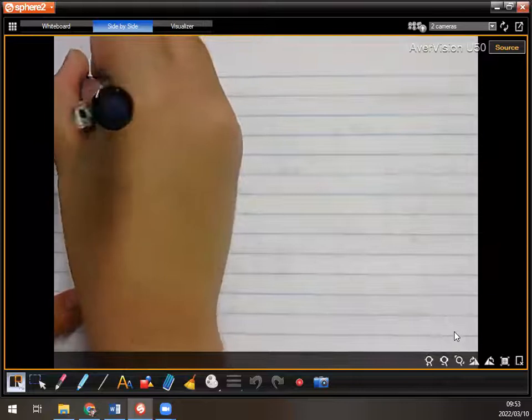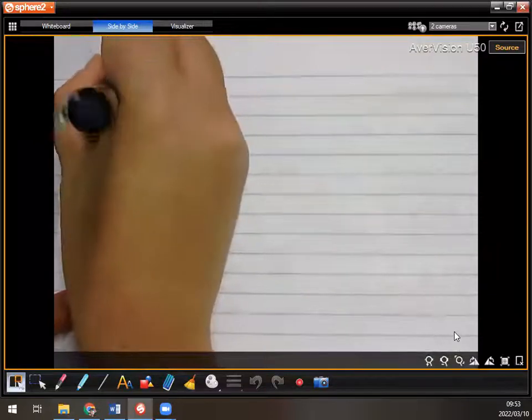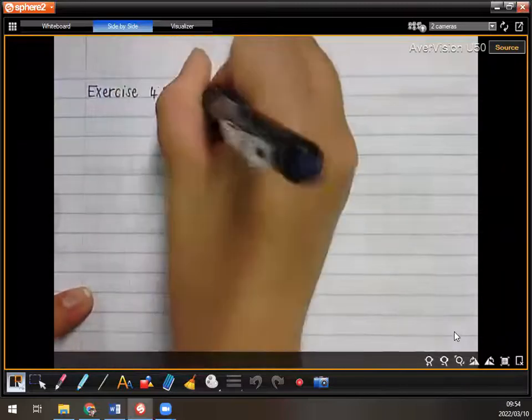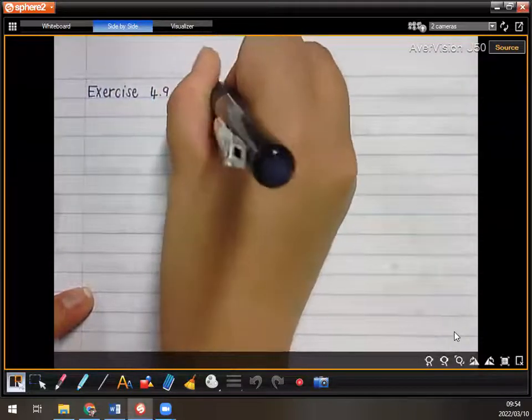All right, guys, I'm going to give you a couple of these just to practice on your own. And for this now, you can use whichever method you want. You don't have to do a specific one. So it is exercise 4.9 on page 88.